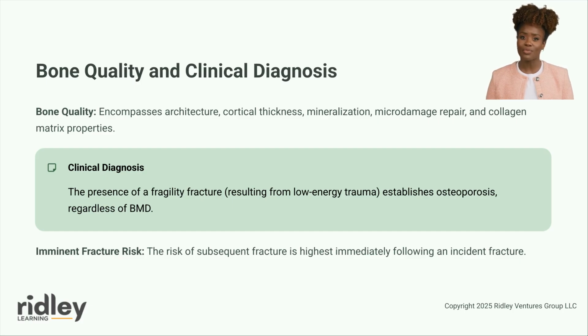The occurrence of any fragility fracture indicates underlying skeletal compromise and warrants comprehensive evaluation and treatment initiation. This is because the risk of subsequent fracture is highest in the immediate period following an incident fracture, a concept termed imminent fracture risk that has important implications for treatment urgency and sequencing.